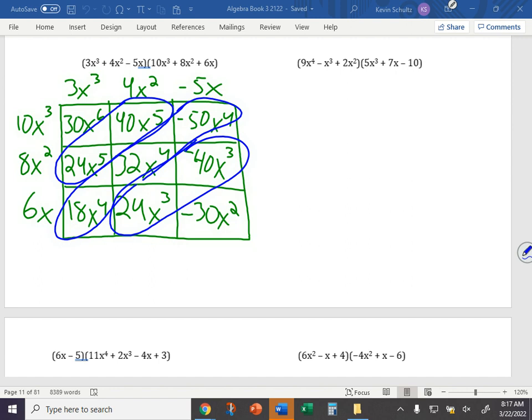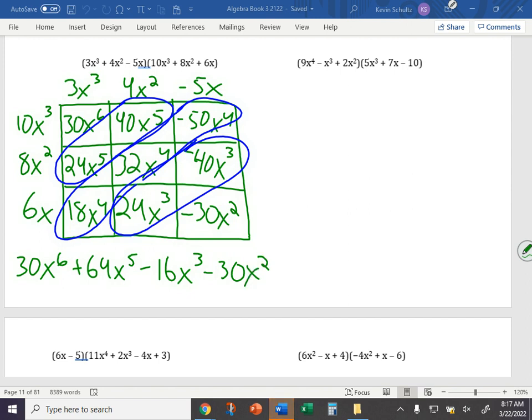Now we're switching operations to combine these. We're going to addition and subtraction. So we have 30x to the sixth, 40x to the fifth, and 24x to the fifth, the positive 64x to the fifth. 18, 32, and negative, well, that's nifty. They cancel out completely. 18, 32, and negative 50 is 0. So our x to the fourth terms are completely gone. And then negative 40 and 24 is a negative 16x cubed. And then negative 30x squared.